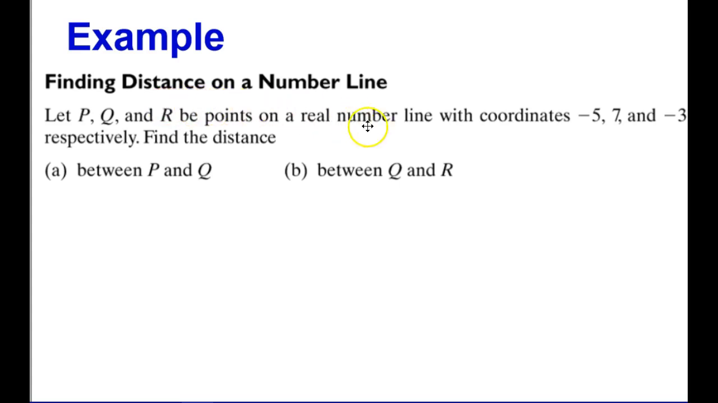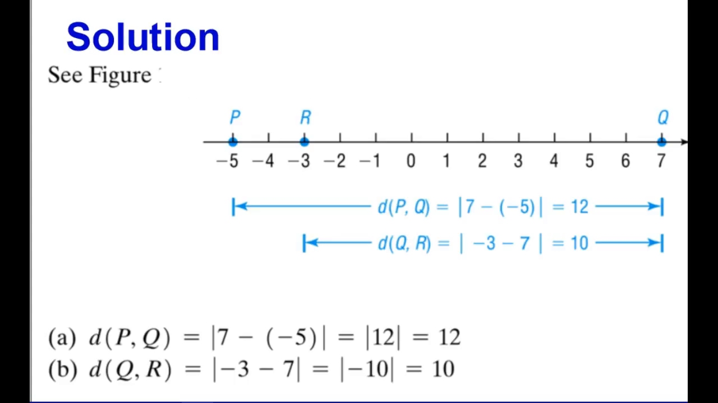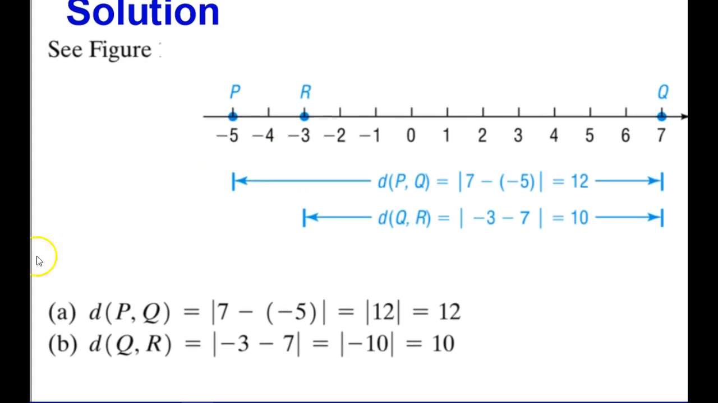P, Q, and R are points with coordinates -5, 7, and -3. Now I'm going to find the distance. First, I want to plot those points, P, R, and Q, based on what I was told. Part A asks me to find the distance between P and Q. Here I see P and Q at -5 and 7, so I can take those, subtract them, and then find the absolute value. It doesn't matter which order I put them in, because 7 minus -5 gives me 12, but -5 minus 7 is -12, and I'm taking the absolute value, so I can put these in either order.